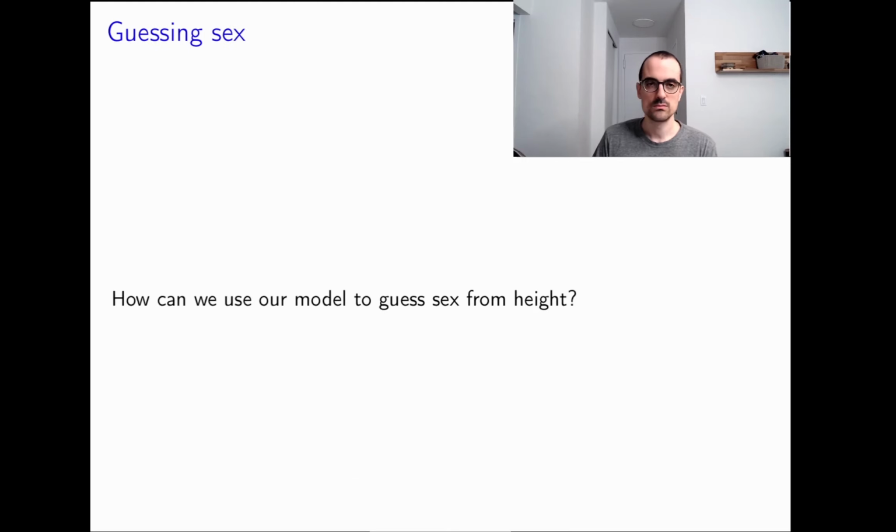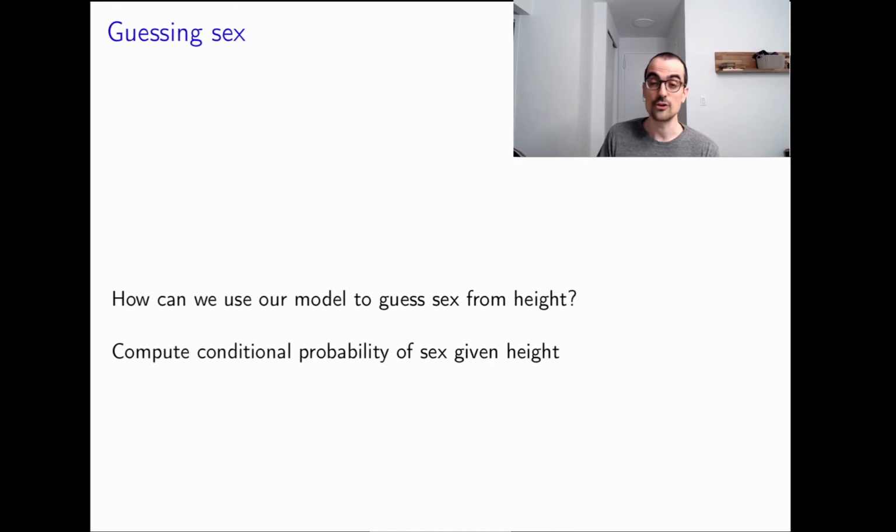Okay, so now we're going to think about how we would use this model to perform classification. So what is classification? Imagine that you get the height of a new person, and you want to guess whether they're male or female. How are you going to do it? Using our model, essentially what you want is the conditional probability of sex, for example female, given that particular height.